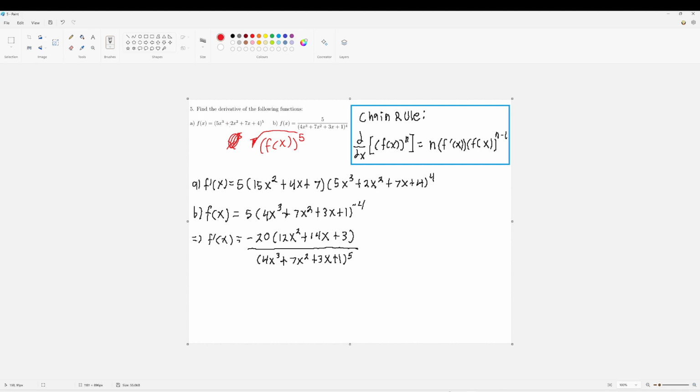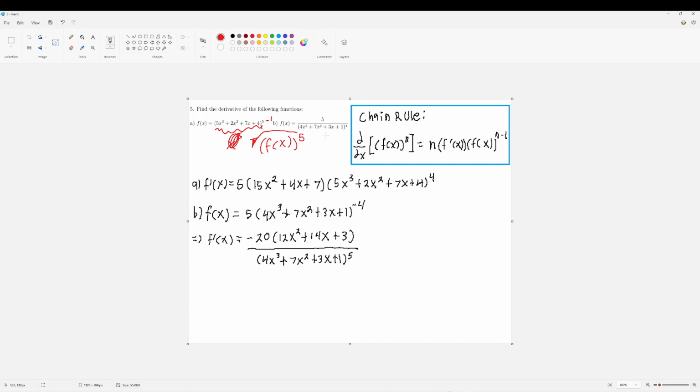So we have 5x cubed. That's going to go to 15x squared. 2x squared is going to go to 4x. 7x is going to 7. And the final piece that we want is times the original, with the power minus 1. So just rewrite this piece over here, and then just take a minus 1 off the top. So that's it for that.